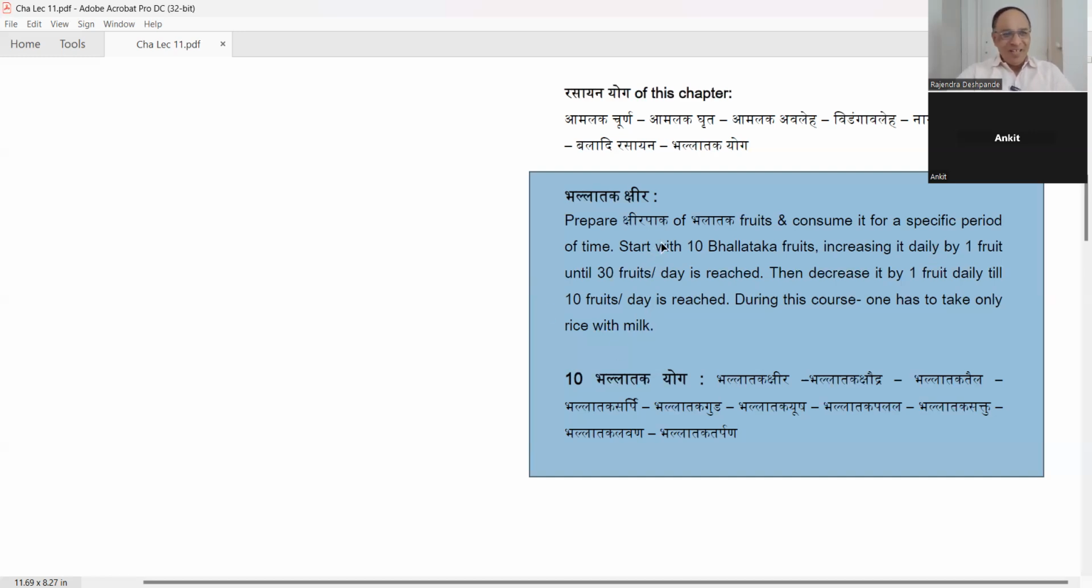Start with 10 Bhallataka fruits, daily 1 up to 30. Then decrease by 1 fruit daily till 10 fruits is reached. During this course, one has to take only rice and milk. Because to counteract, because Bhallataka is hot, rice and milk act as an antacid. Rice and milk, antacid. Okay?